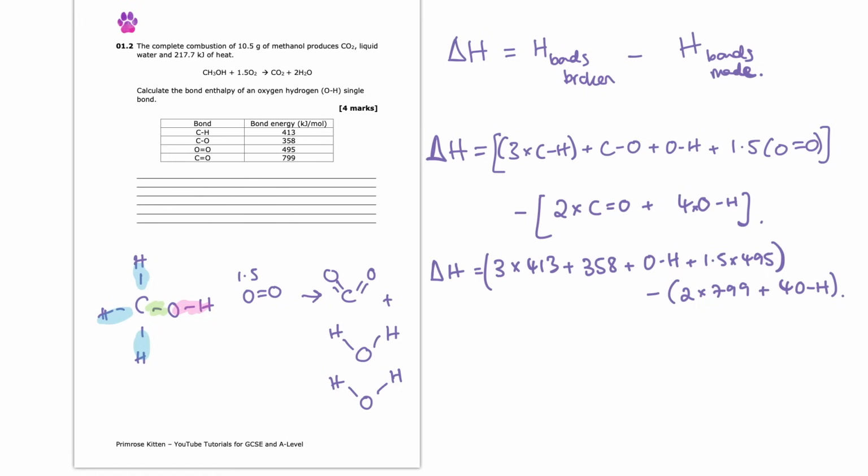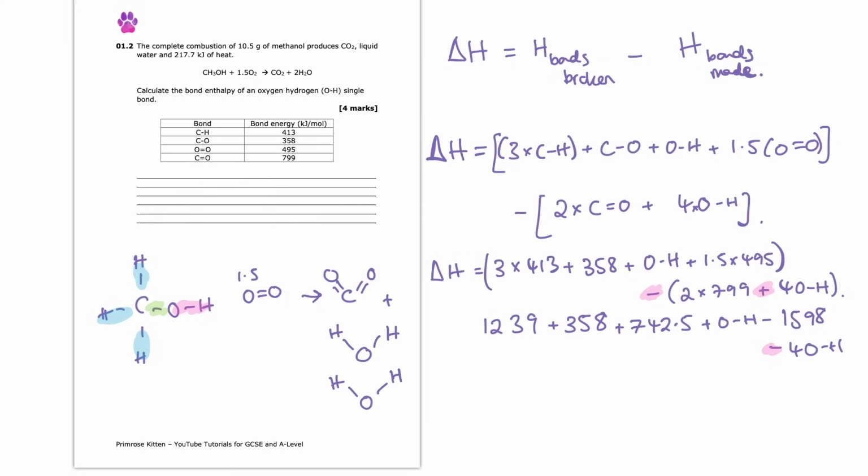Okay, so 3 times 413 leaves me with 1,239. I know that I also have the plus 358, and then I also know that I have plus 1.5 times the 495, which is going to give us 742.5. So then I would add on the OH, and then I subtract 1,598 minus the 4 OHs as well. Be very careful of that minus with this plus, which make this negative here.